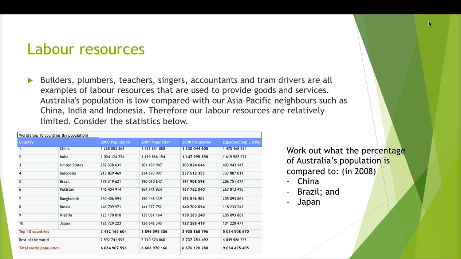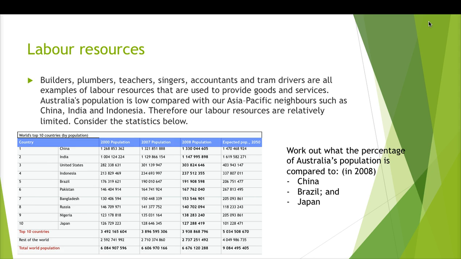Okay, labour resources. We've just looked at land and natural resources. Let's look at labour resources. Builders, plumbers, teachers, singers, accountants and tram drivers are all examples of labour resources that are used to provide goods and services. Compared to countries such as China, India, Indonesia, our Asia Pacific neighbours, we have a relatively small population.